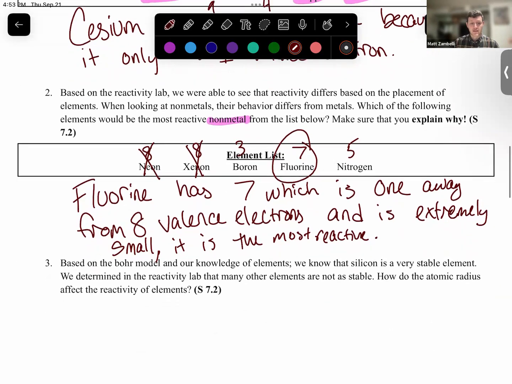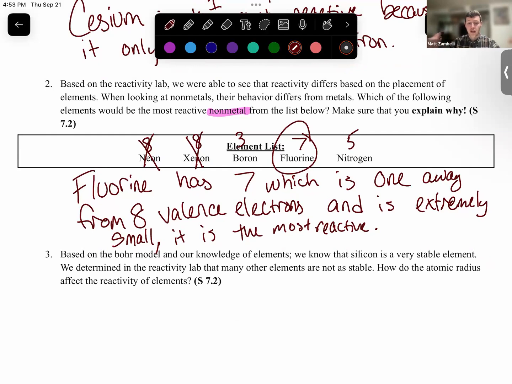Last but not least, it's looking at based on the Bohr model and our knowledge of the elements. We know that silicon is very stable. It doesn't react with almost anything, right? And so we can determine that reactivity in general, elements can be very stable if they don't react, meaning you're not going to see them react with many things or at all, which is something why silicon's in our phones, that kind of thing. Now it asks, how does atomic radius affect the reactivity? So in general, how does the atomic radius of an element affect its reactivity?